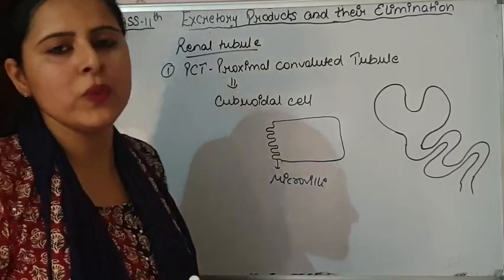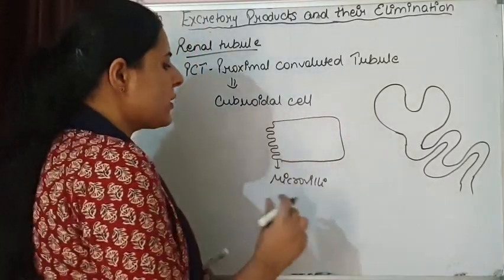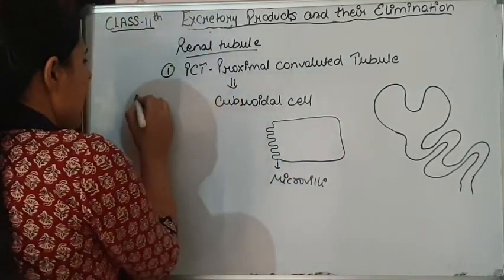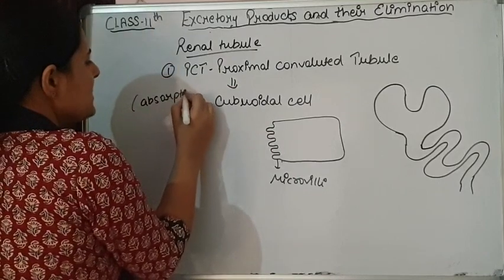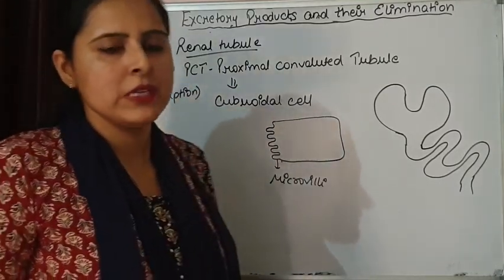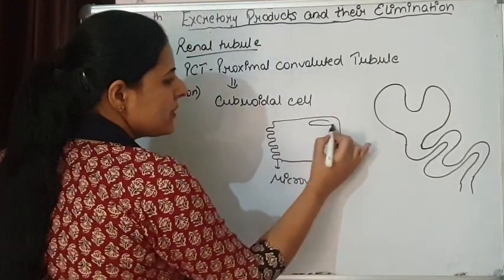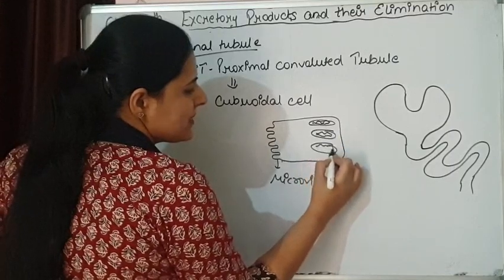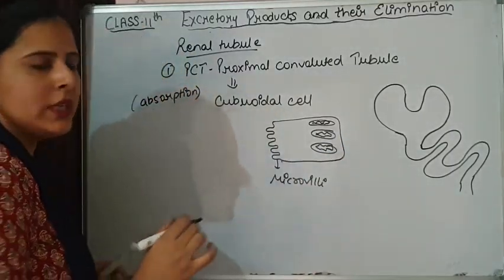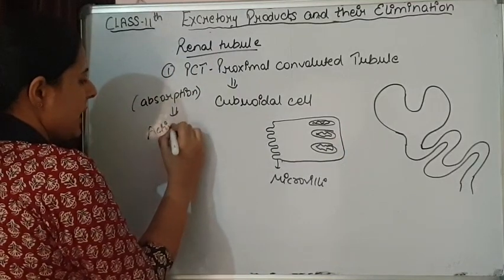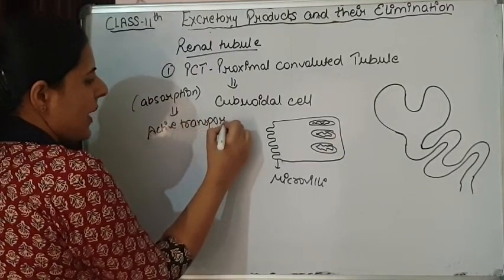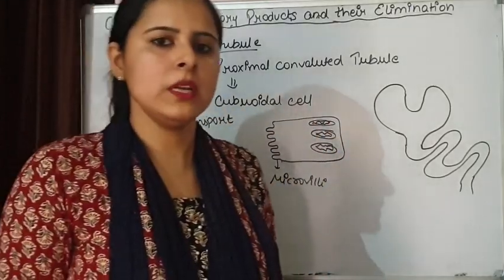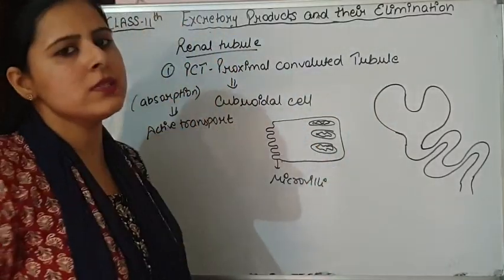Why are microvilli present over here? Because microvilli are going to increase the surface area, and this PCT is involved in the process of absorption. So the more the surface area, the more the absorption of substances. And on the back side of the cells, lots of mitochondria are present. Because PCT is involved in absorption, and active transport is going to take place. And active transport requires energy. That's why lots of mitochondria are present over here. This is how PCT is present.